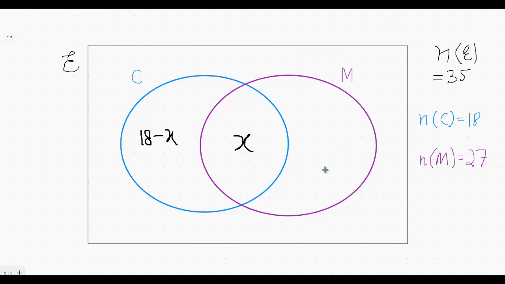In a similar way, we can find how many families will be over here, that is called only M. The total number of families in this purple circle is 27, and the number of families which have only motorcycle will be 27 minus X. So this is 27 minus X.